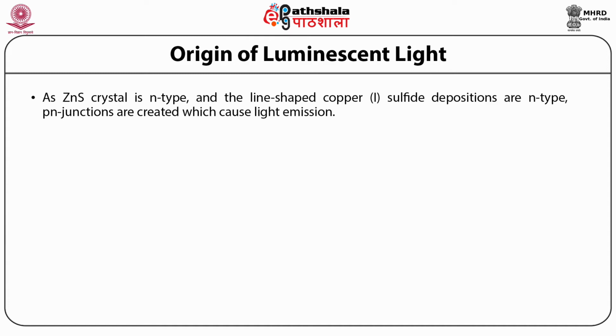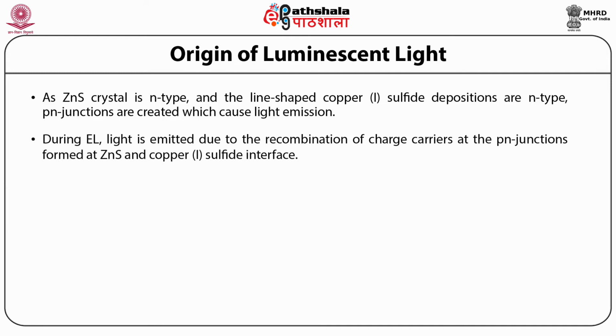As the zinc sulfide crystal is N-type and the line-shaped copper 1 sulfide depositions are P-type, p-n junctions are created which cause light emission. During electroluminescence, light is emitted due to the recombination of charge carriers at the p-n junctions formed at the zinc sulfide and copper 1 sulfide interface.